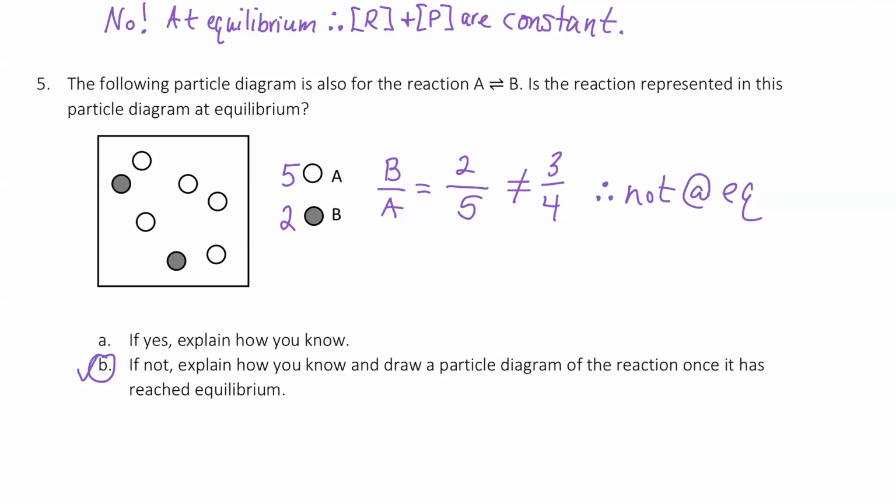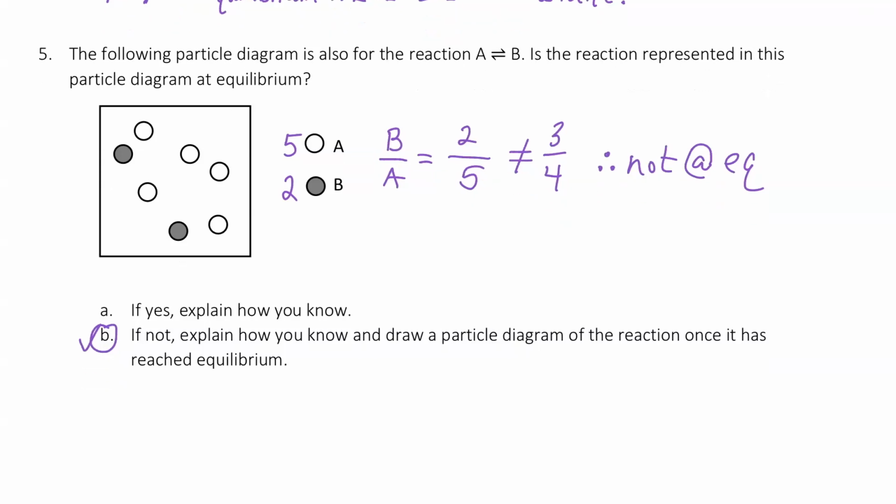Now, we need to draw a particle diagram of what it's going to look like while it's at equilibrium. But the first question we need to answer is, which way does the reaction need to go? Do we need the forward reaction to go more to make more products, or do we need the reverse reaction to go more to make more reactants? And how do we know? Sam? Why? How do you know that?